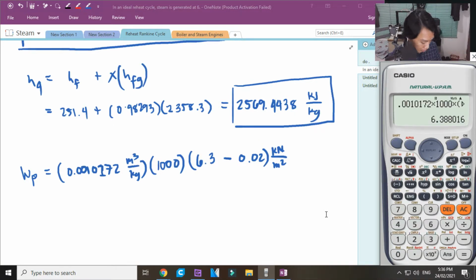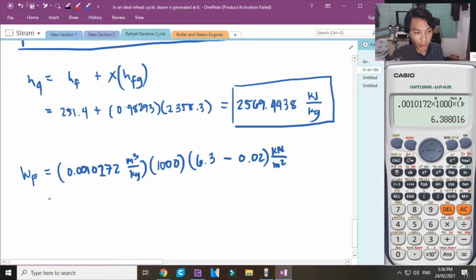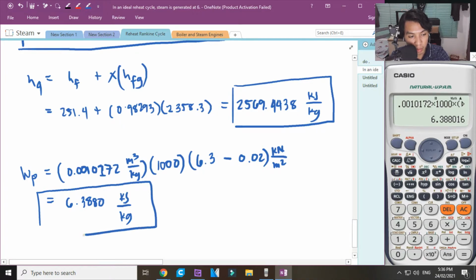That is, I think, 6.3. The work of the pump is 6.3880 kilojoules per kilogram. Di ba? Napakaliit lang nung work ng pump mo.